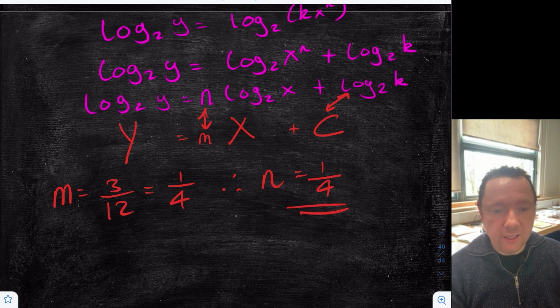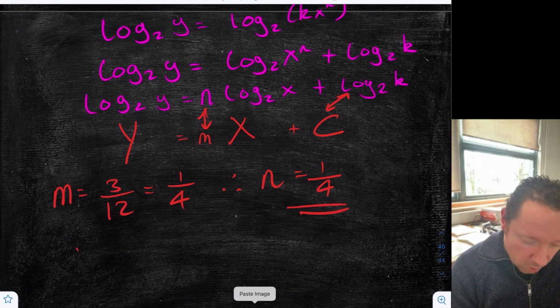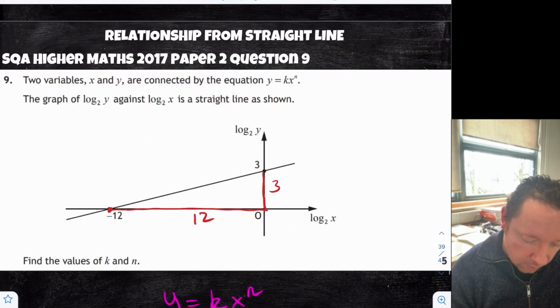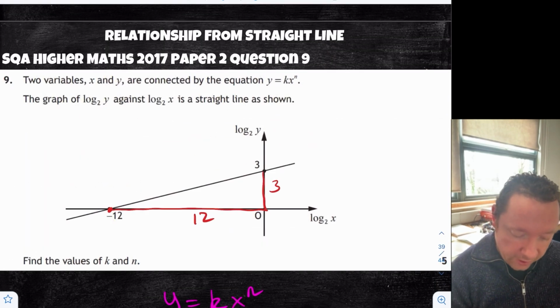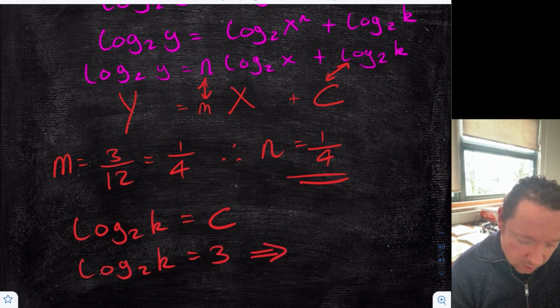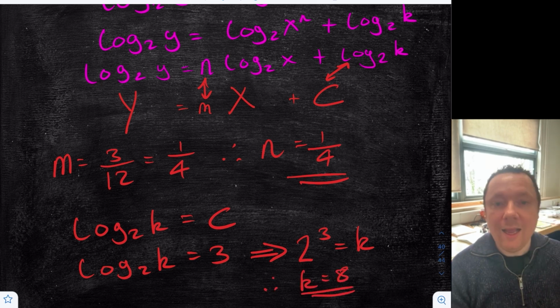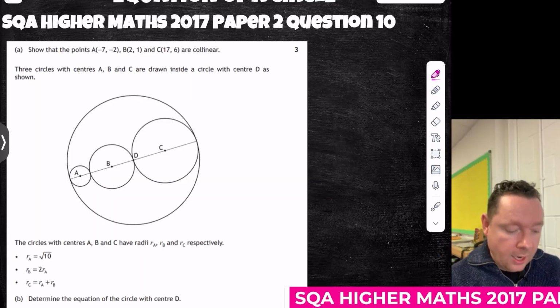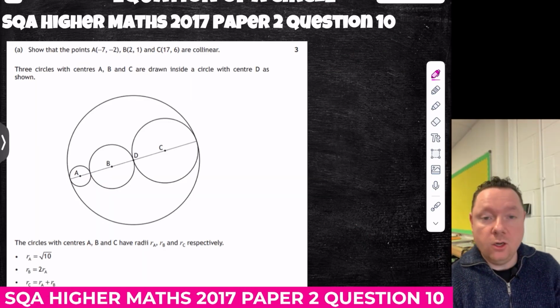Now to get our c, we know that log 2k is where it cuts the y-axis. Our graph tells us it cuts the y-axis at the number 3. So we're just solving log 2k equals 3. That means 2 to the power of 3 equals k, and therefore k equals 8, because 2 cubed is 8. And we're done there. Next we have maths 2017, paper 2, question 10 on equation of a circle.